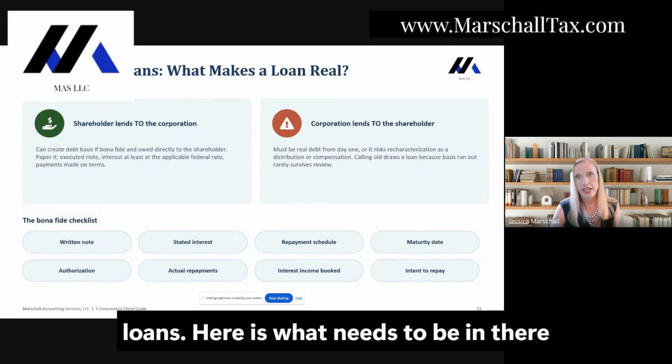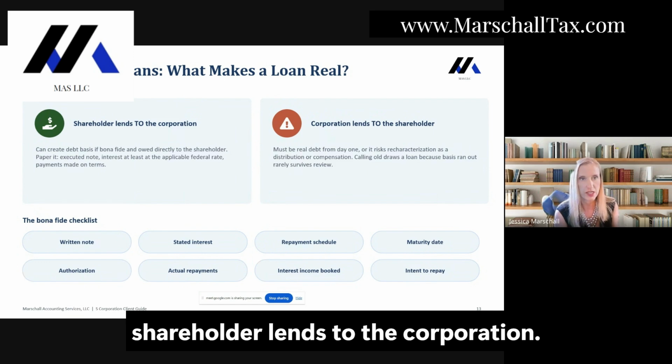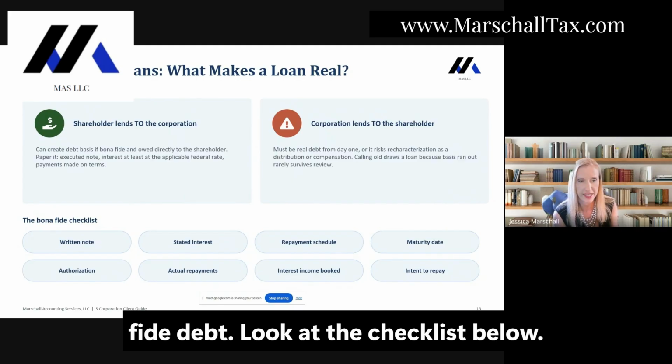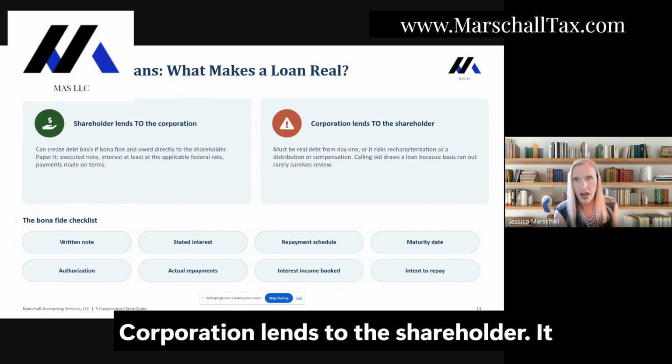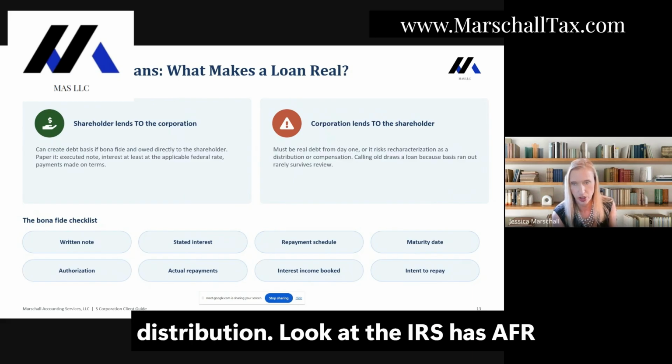Shareholder loans, here's what needs to be in there for the example I gave before where they wanted to reclassify distributions. The shareholder lends to the corporation. This can actually happen if there's bona fide debt. Look at the checklist below. Corporation lends to the shareholder. It needs to be real debt from day one or it risks recharacterization as a distribution.